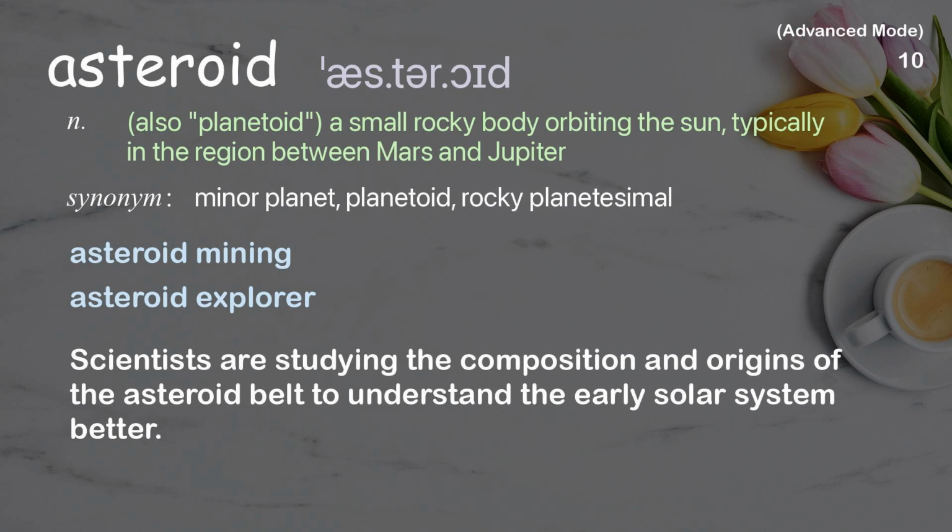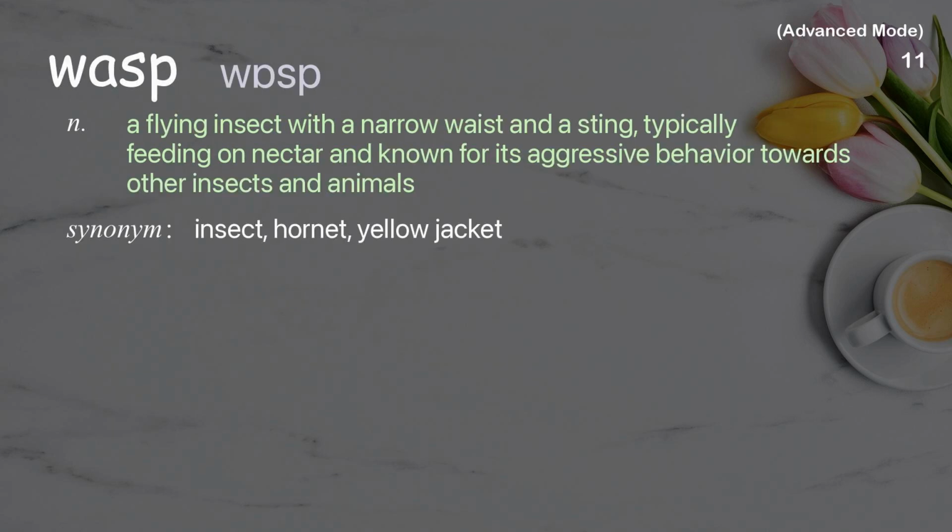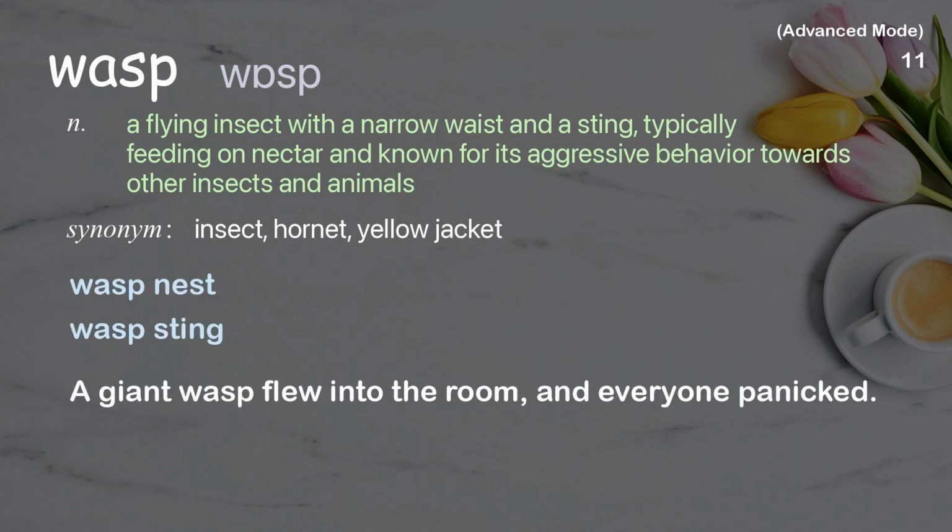Wasp. A flying insect with a narrow waist and a sting, typically feeding on nectar and known for its aggressive behavior towards other insects and animals. Examples: Wasp nest, wasp sting. A giant wasp flew into the room, and everyone panicked.